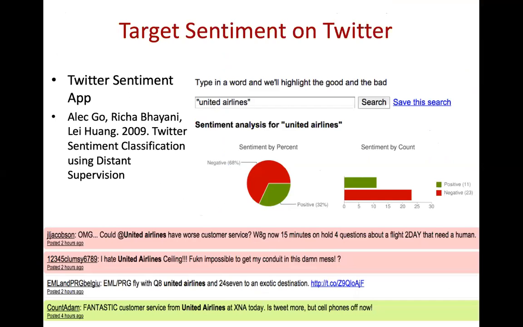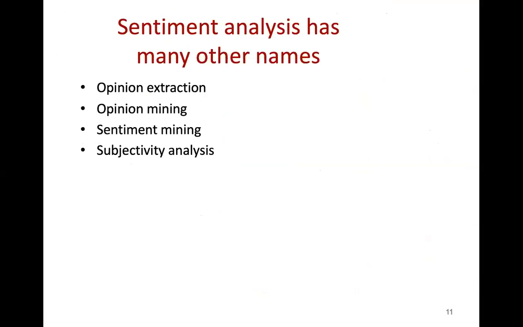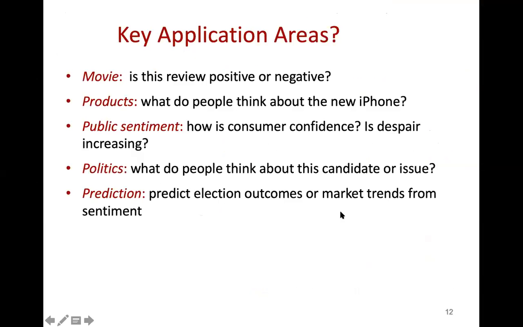I won't go into much detail, but we can have many other sentiments, and Twitter itself, through the API, even provides the sentiments in relation to different topics. There are many other names: opinion mining, sentiment mining, subjective analysis, opinion extraction. They all mean pretty much the same thing, and there are also many areas where it gets applied.